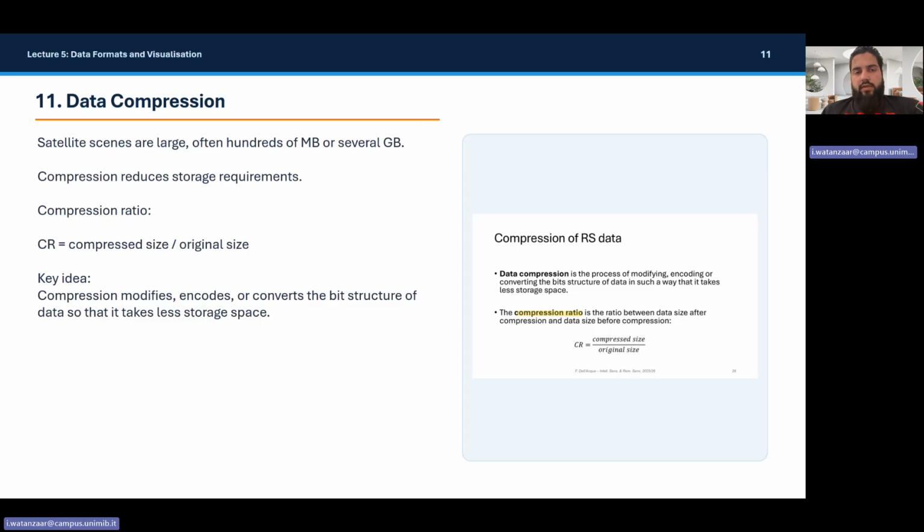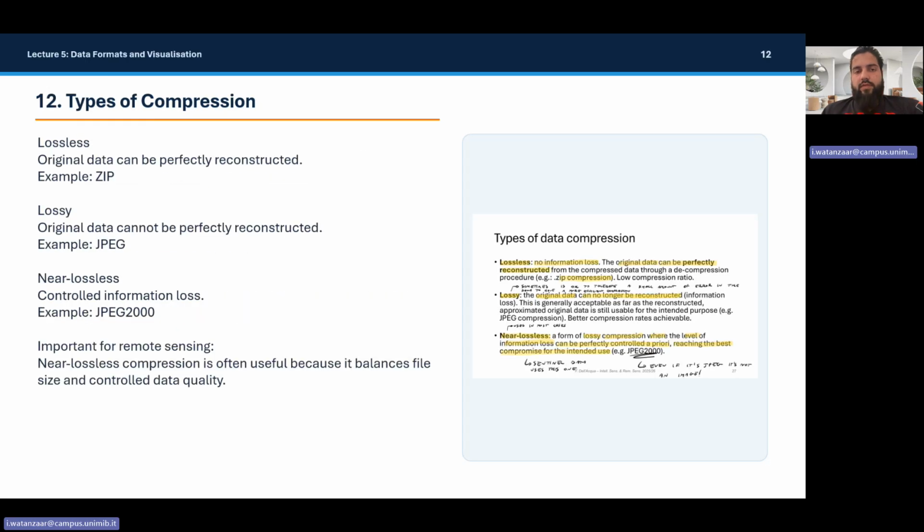Now we will see certain types of data compression, which is really helpful to understand. The types of compression are lossless, lossy, and near lossless. The important one which we use in remote sensing is near lossless. Let's discuss step by step. Lossless: original data can be perfectly reconstructed. An example is zip. However much data we have, it can be reconstructed exactly as it was.